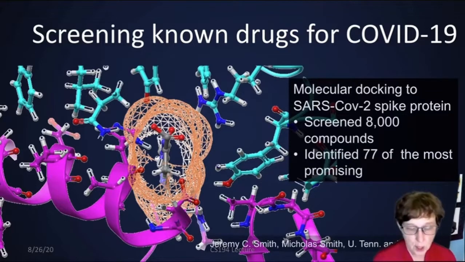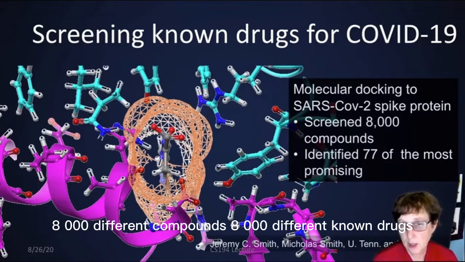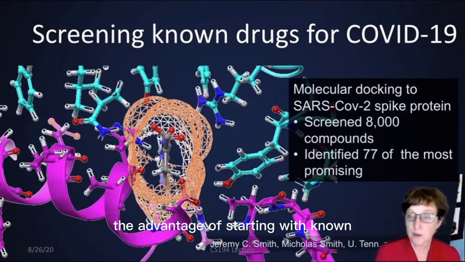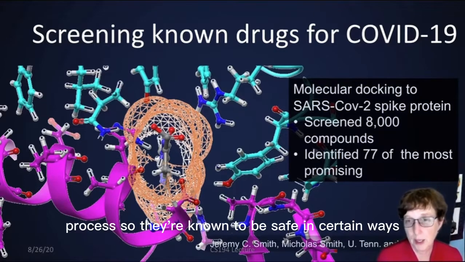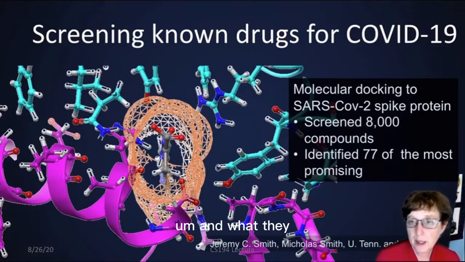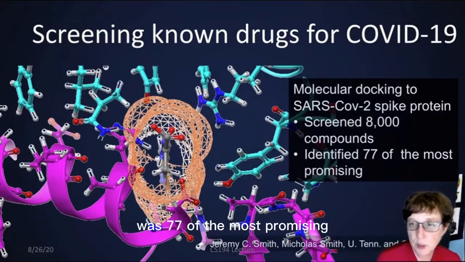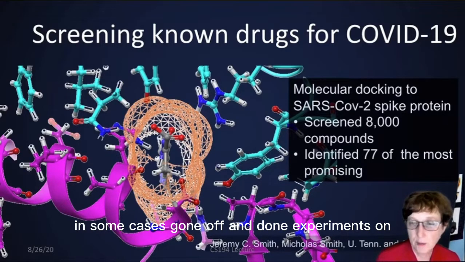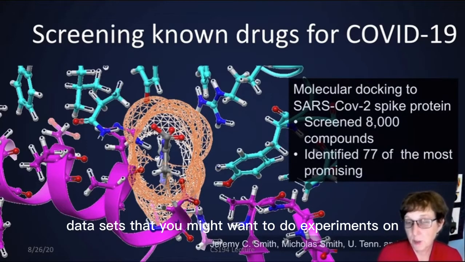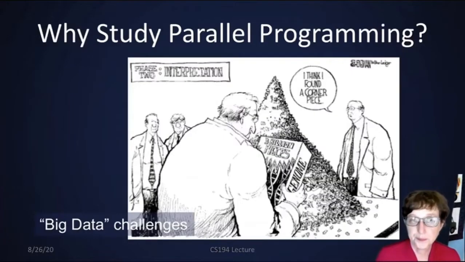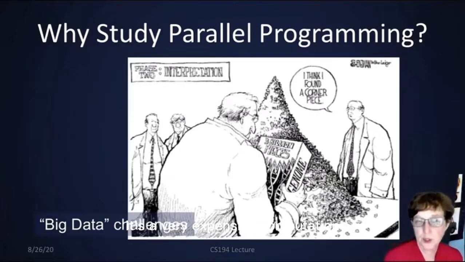So they screened 8,000 different compounds, 8,000 different known drugs. The advantage of starting with known medications is they've already gone through an approval process, and so they're known to be safe in certain ways. And what they identified from those 8,000 was 77 of the most promising, which other people have, in some cases, gone off and done experiments on. So this is a way of using computing to quickly find interesting data sets that you might want to do experiments on. It's a very expensive computation.